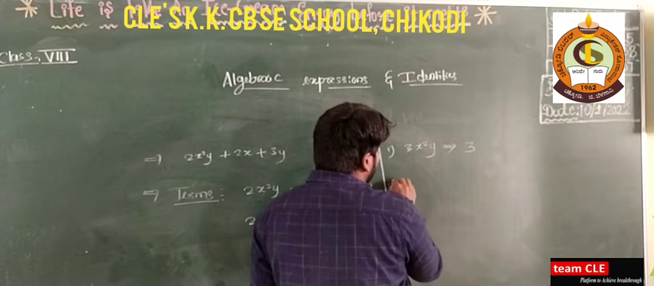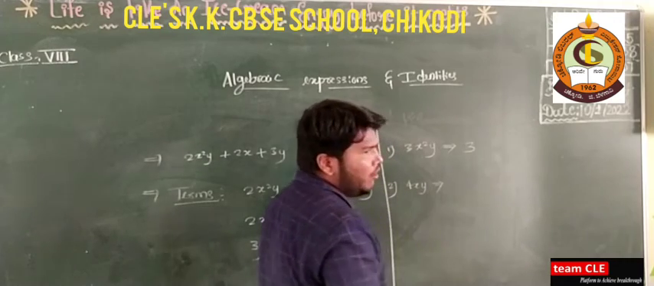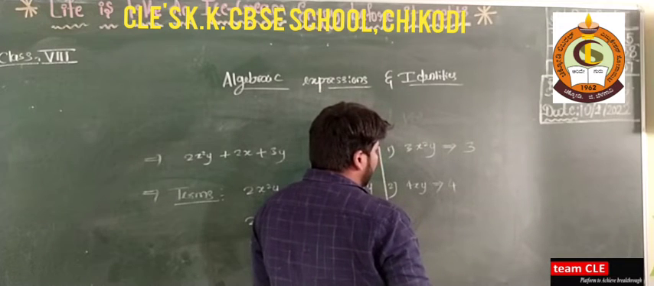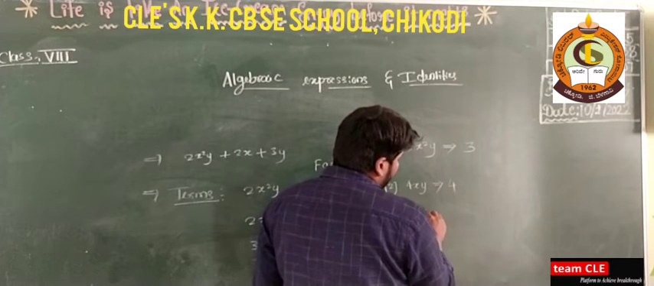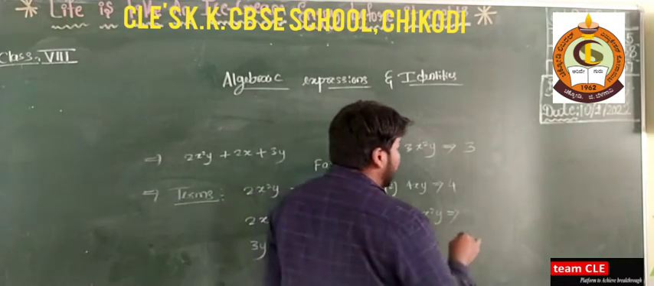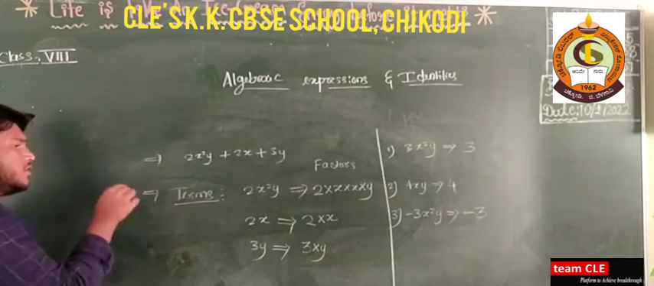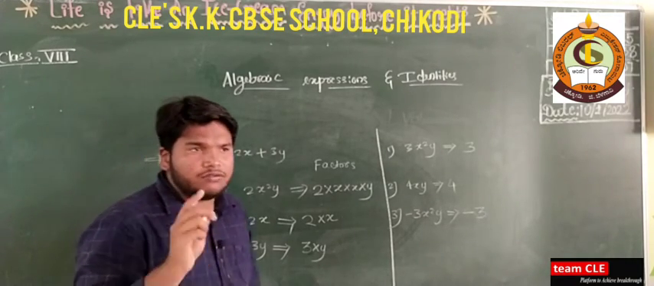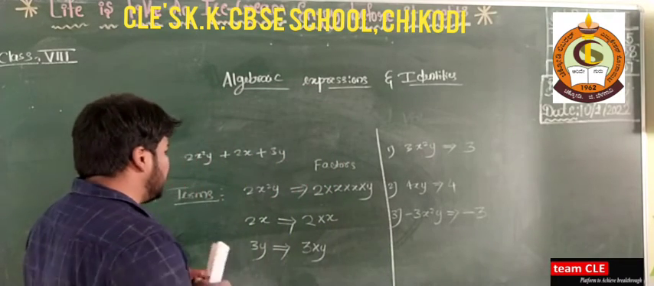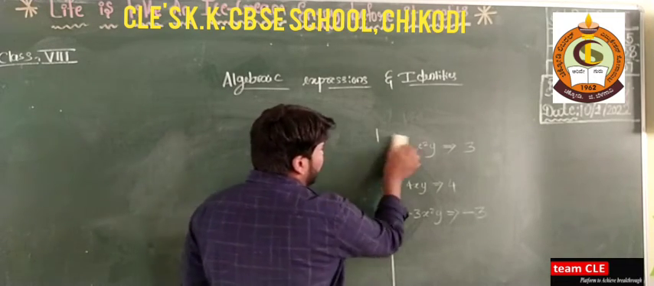Similarly, the second one we have is 4xy. Write the coefficient of xy, which you should write as 4. Similarly, the third one is minus 3x square y. Write the coefficient of x square y, which you can write as minus 3. Okay, so this is about the coefficients, the terms and the factors, and you have also learned what an algebraic expression is and what an equation is. Now our next concept is addition and subtraction of algebraic expressions.